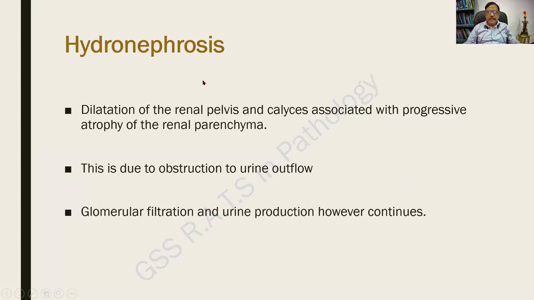What is hydronephrosis then? It is a dilatation of the renal pelvis and the calyces associated with progressive atrophy of the renal parenchyma. They go hand in hand. This is due to obstruction to the urinary outflow. The glomerular filtration and the urine production, however, continues. Probably this is why we are getting a hydronephrosis. If there is no further urine production, probably the distension will not be there. But since both are continuing to act, you find that there is a distension.